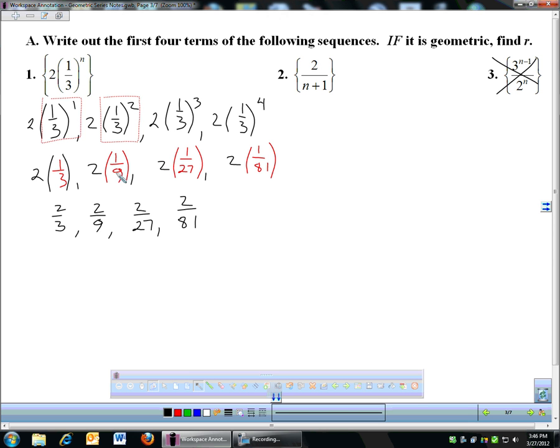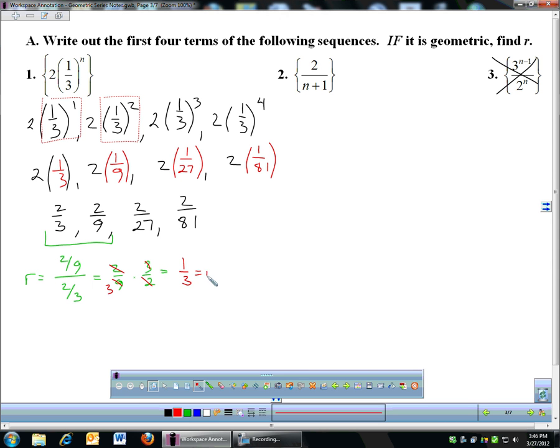Then we need to find out if this is geometric. If I take any two consecutive terms, let's look at these first two. That says my ratio is going to be 2/9 divided by 2/3. When you divide fractions, you flip and multiply. So 2/9 times 3/2. We can cancel some stuff. The 2's cancel, 3 goes into 9 3 times, and we're left with 1/3 for the ratio.